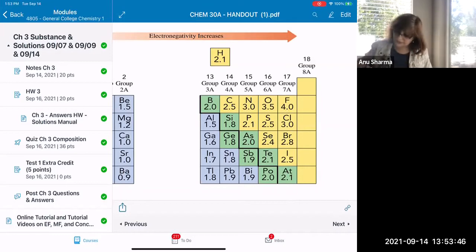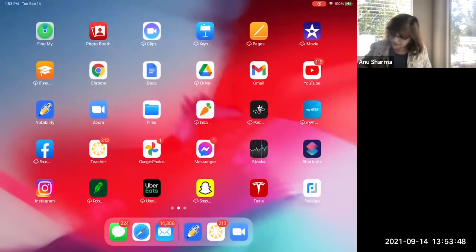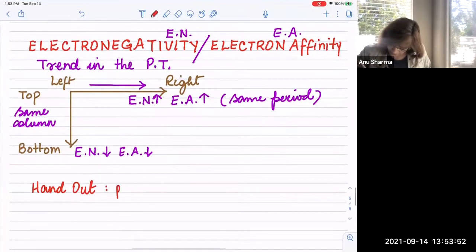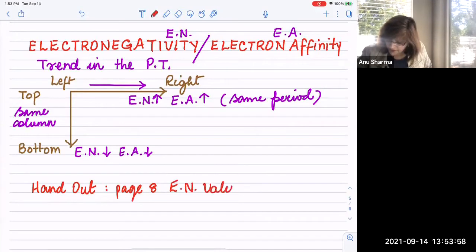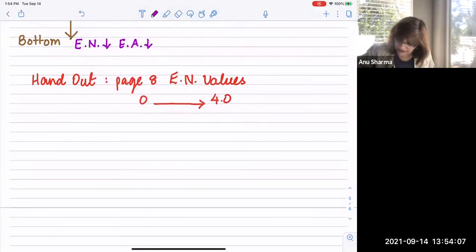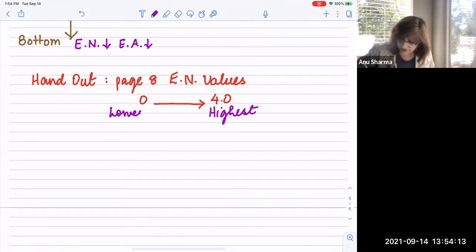Okay, so that's what it is. So this was on page 8, the electronegativity values. And these electronegativity values are on a scale from 0 to 4.0. 4.0 is the highest, and anything that's close to 0 is the lowest.